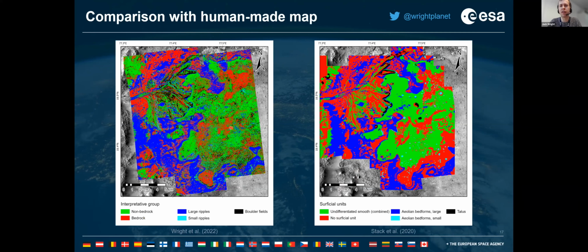And I hope you agree that at this zoomed out scale, the machine learning algorithm has been able to produce a product that's remarkably similar to the human-made geological map. And the human geological map took a year to make. The machine learning algorithm had already been trained in Oxia Planum. And so when we transferred it to Jezero with no additional training, it only took the length of time it took to classify the individual images, and there are 4 of them here, to make this product.